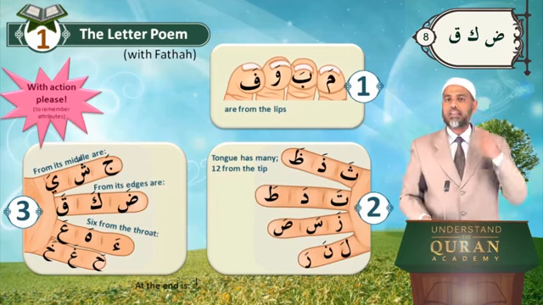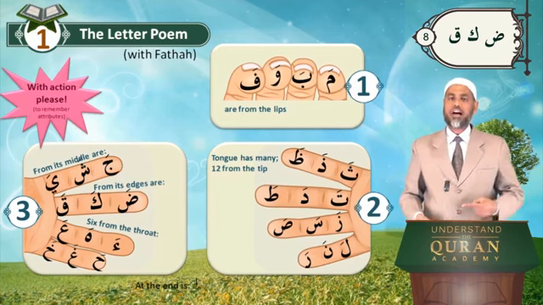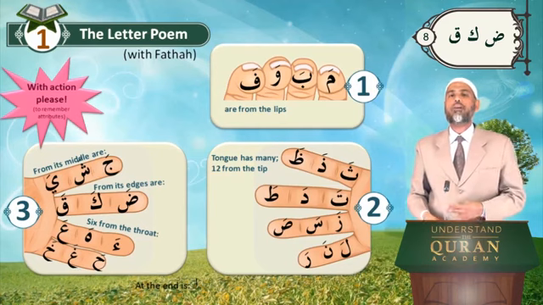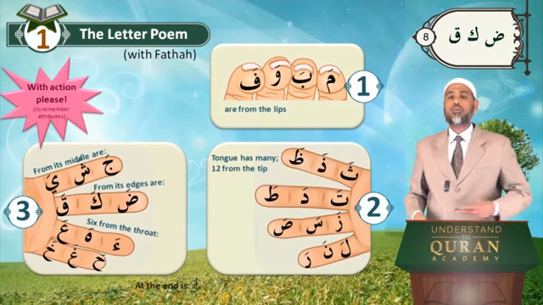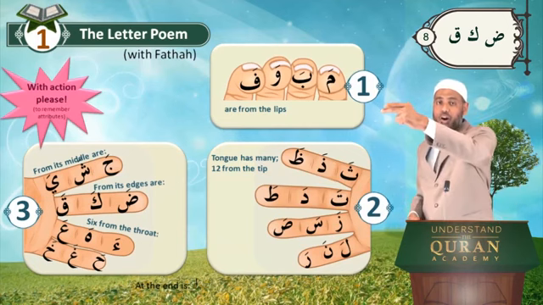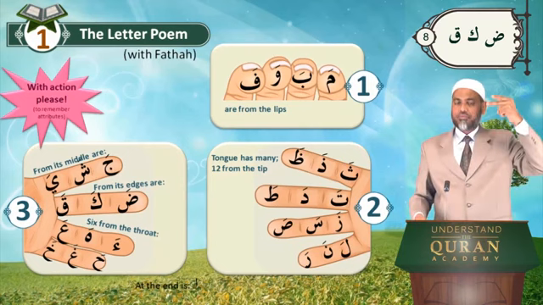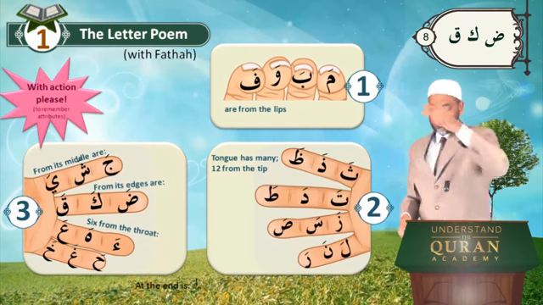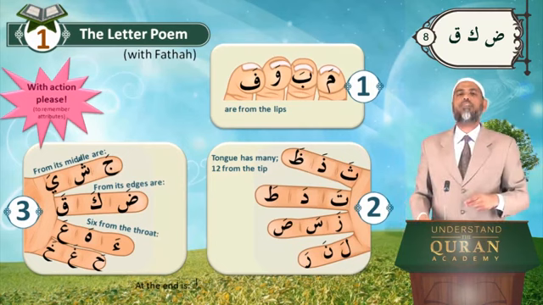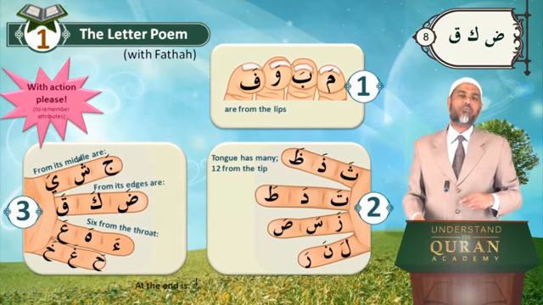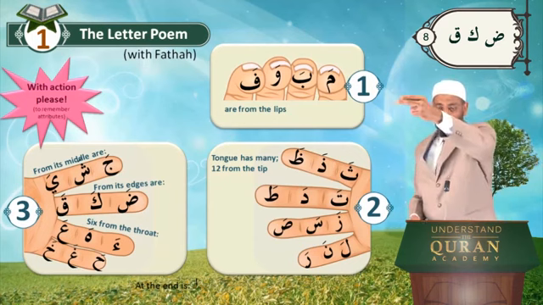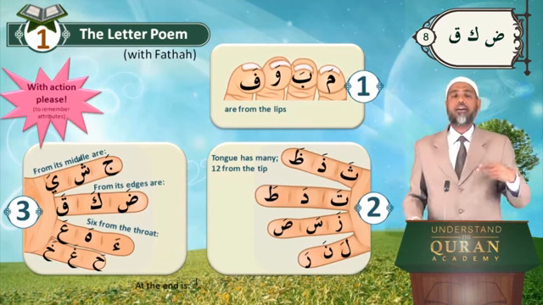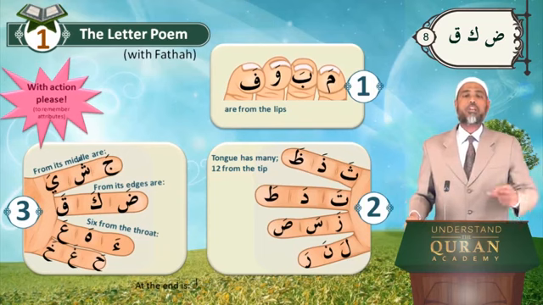From its middle are ja, sha, ya. From its edges are, this edge and the other edge, da. Sorry, da. Da is very thick and high. Da, ka, qaf. Okay? And these are the three letters that we will be learning today. Da, ka, qa. Qa is very high, and we'll learn this.